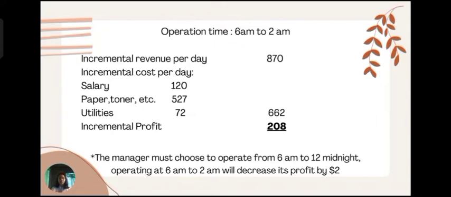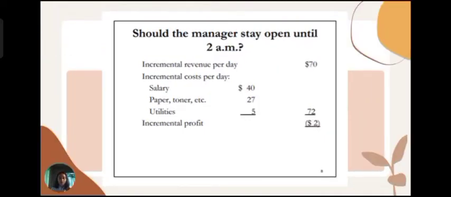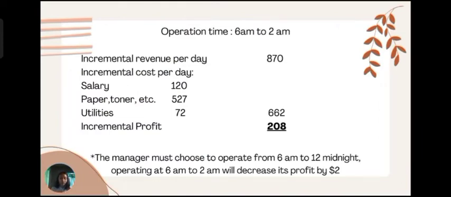So the option here is whether they operate from 6 a.m. to 12 a.m., which has a revenue of $210,000. And the other one is if the manager should stay open until 2 a.m., which will result to an incremental profit of $208.